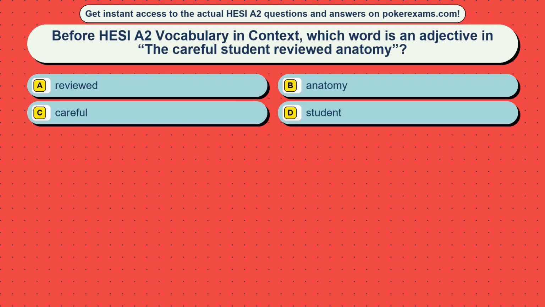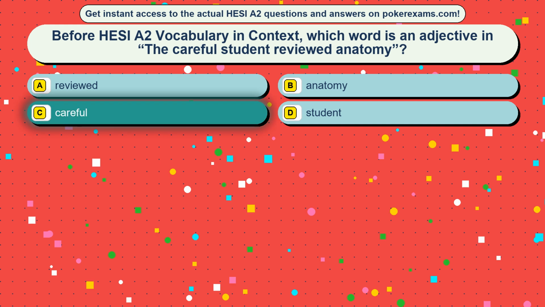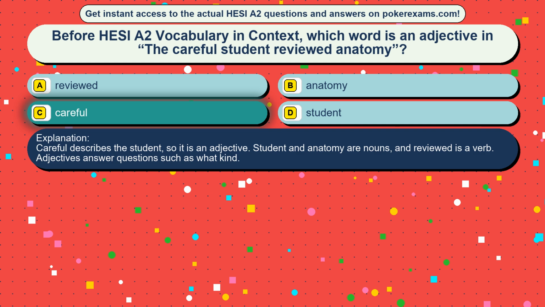Question 35. Before HESI A2 vocabulary in context, which word is an adjective in the careful student reviewed anatomy? Option A, reviewed. Option B, anatomy. Option C, careful. Option D, student. The correct answer is option C, careful. Careful describes the student, so it is an adjective. Student and anatomy are nouns, and reviewed is a verb. Adjectives answer questions such as what kind.